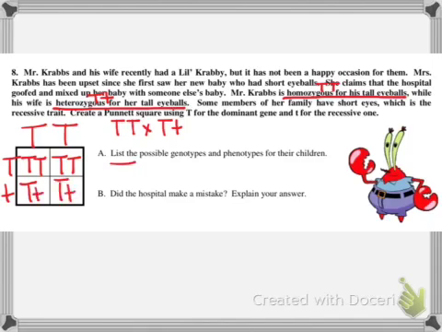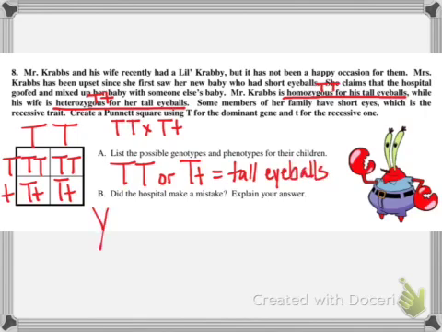Alright? And so you see that we have the possible genotypes and the phenotypes of the kids would be either 2 capital T's or capital and lowercase. So it would be purebred dominant or homozygous dominant, and then hybrid or heterozygous, which would produce tall eyes, or tall eyeballs. So, did the hospital make a mistake?